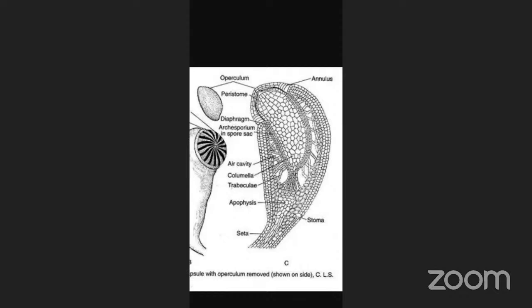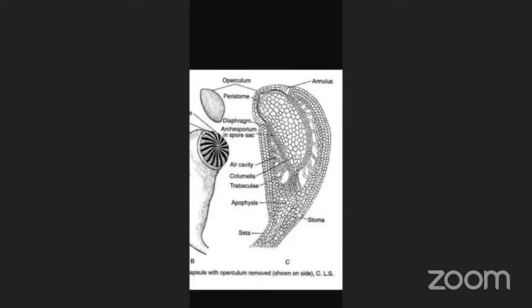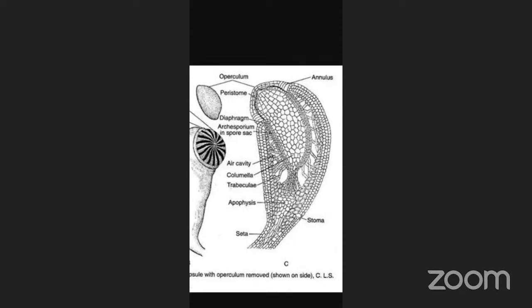This Funaria capsule is just like an urn-shaped structure. The capsule is differentiated into the basal swollen apophysis, the middle theca, and the apical cap-like structure, the operculum. Apophysis, theca, and operculum.